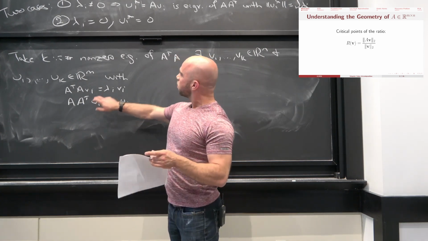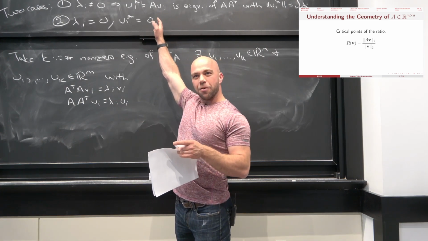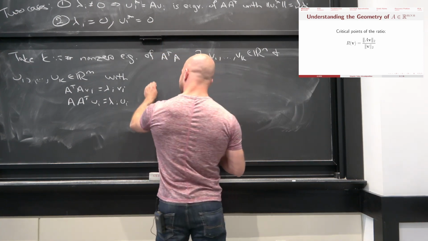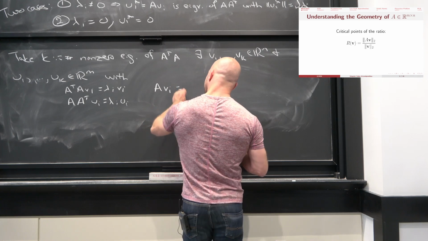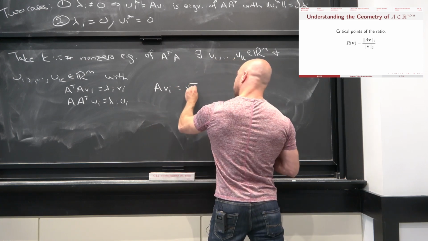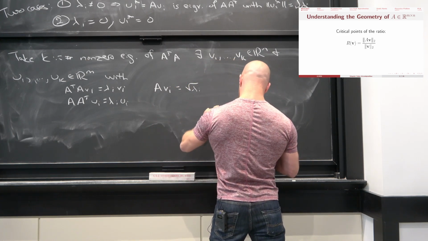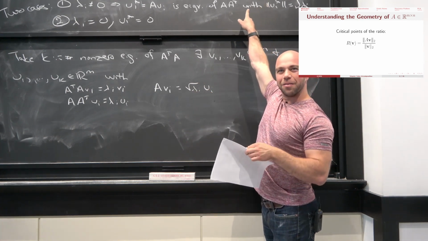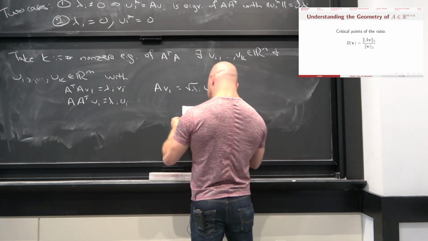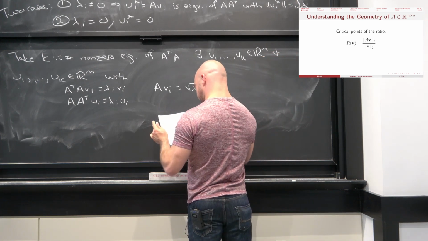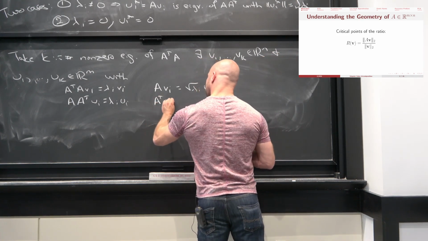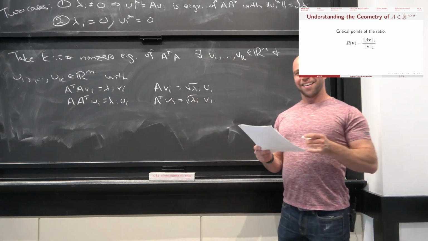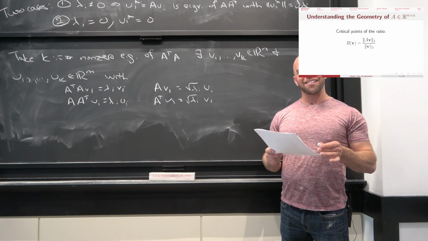We're going to define the U's to be the U stars divided by their norms. So at the end of the day, we're going to get that A times VI is equal to the square root of lambda I times UI. You see that? Because the square root of lambda I is the norm, so if I've normalized. And similarly, A transpose times UI is equal to the square root lambda I VI. All kinds of relationships here.